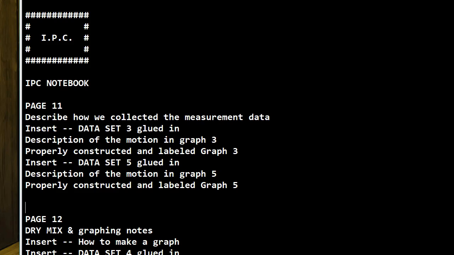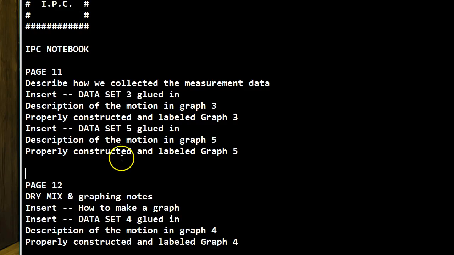On page 11, we should have some data collection. We collected data about walking, and on page 11, I should see data set 3 glued in, a description of the motion that we may see in graph 3, and a properly constructed and labeled graph for data set 3. Then I should also see an insert for data set 5 glued in, a description of the motion in graph 5, and a properly constructed graph for 5. So you should have complete information for group 3 and group 5 on those pages.